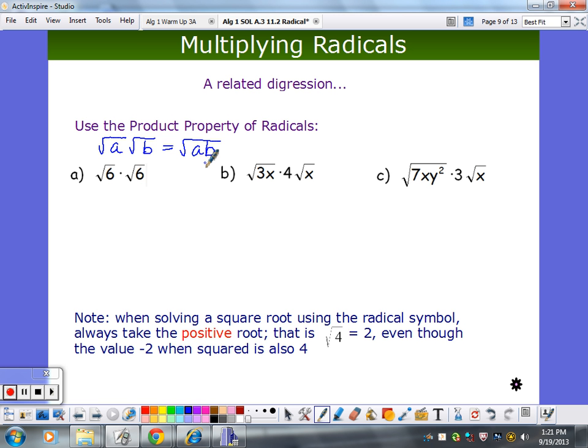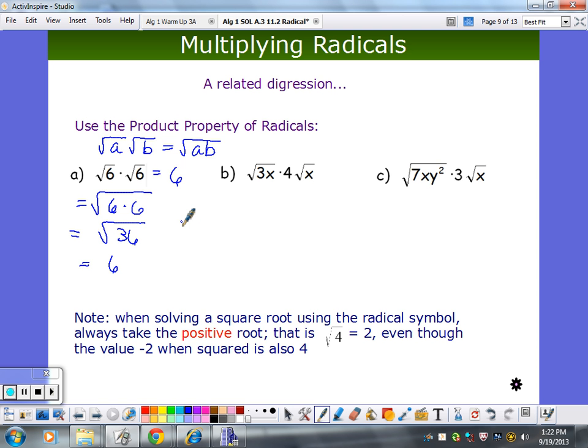Excellent. The square root of a times b. So if I have the square root of 6 times the square root of 6, what's that the same as? The square root of 6 times 6. Well, what is the square root of 6 times 6? The square root of 36, which is 6. Look at this. The square root of 6 times the square root of 6 is 6.